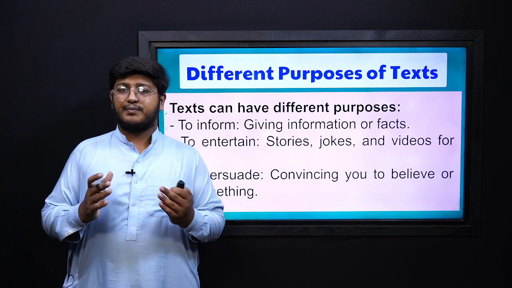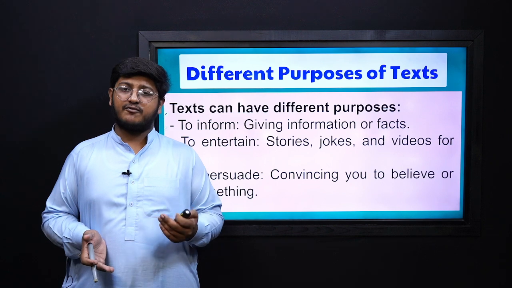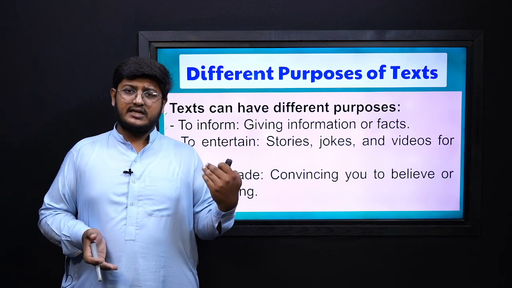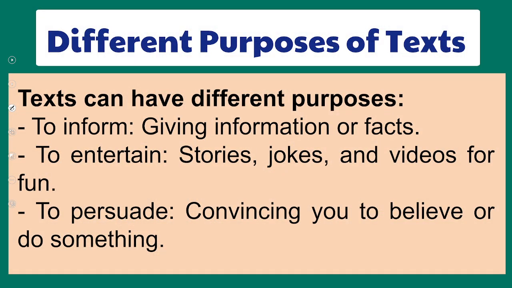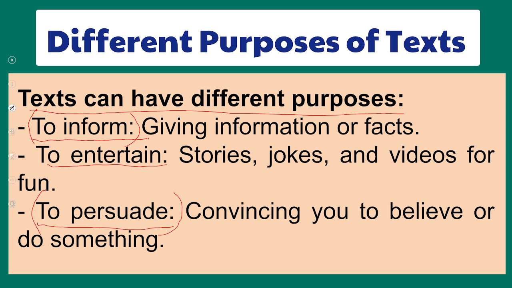So what are the prime purposes of different texts which we listen to in normal daily life? There are a number of purposes which a text can possess. Text can have different purposes. Most of the time the purpose of the text is to inform or to entertain or to persuade or to explain or to convince. So such types of purposes are possessed by different texts. According to the purpose we have to listen to the text.